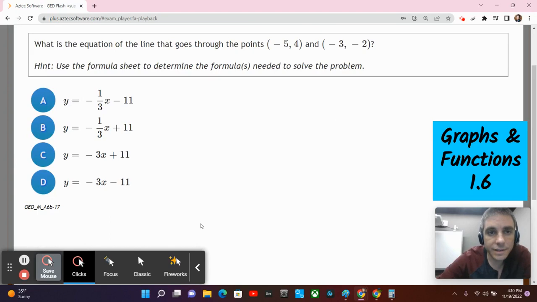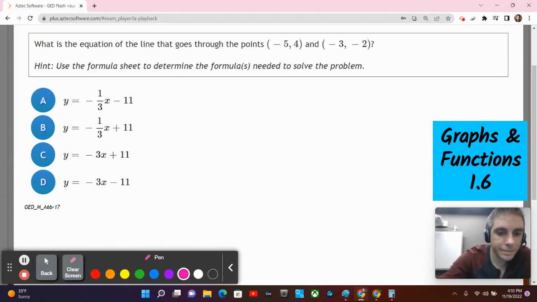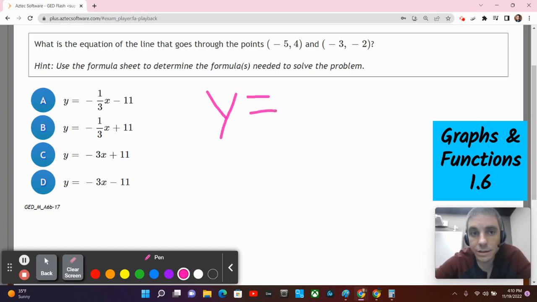What is the equation of the line that goes through the points -5, comma 4 and -3, comma -2? All right, so they've given us the minimum amount of information we need to write an equation that describes a line, aka a linear equation.